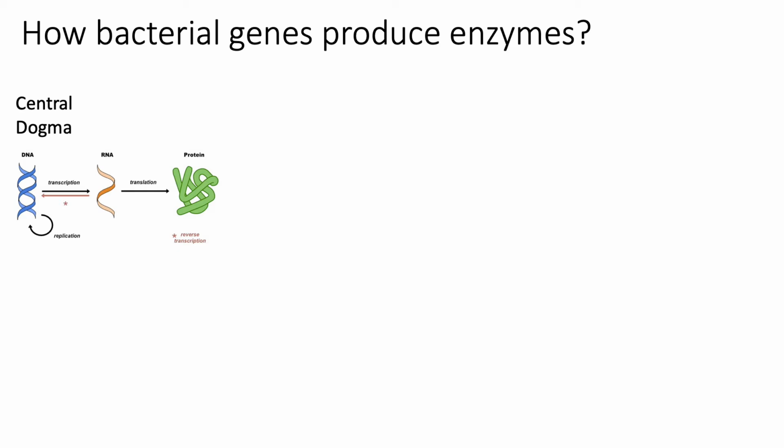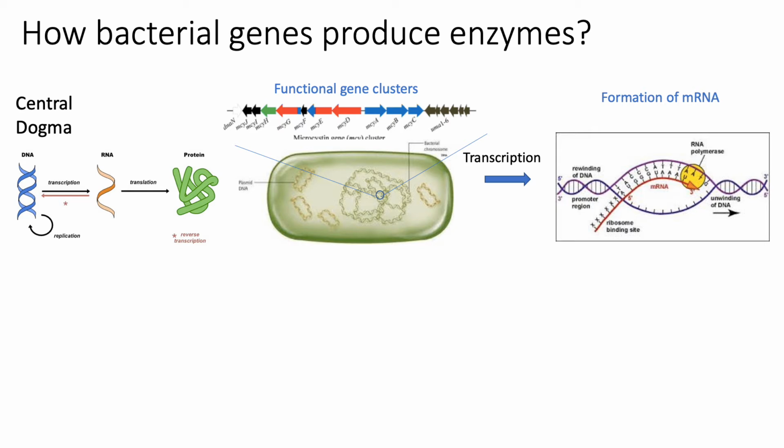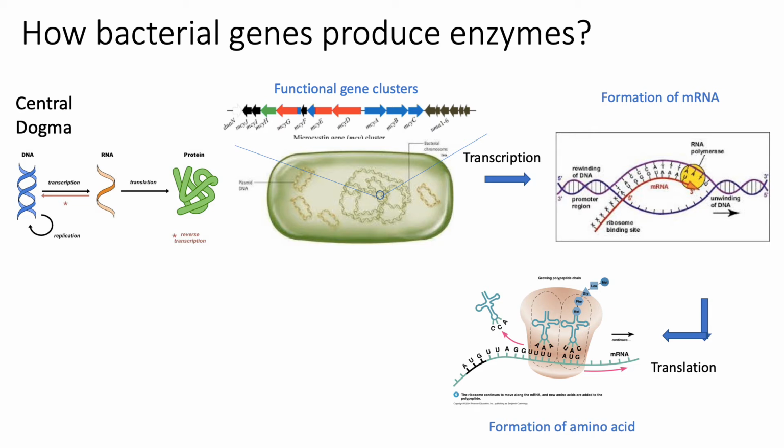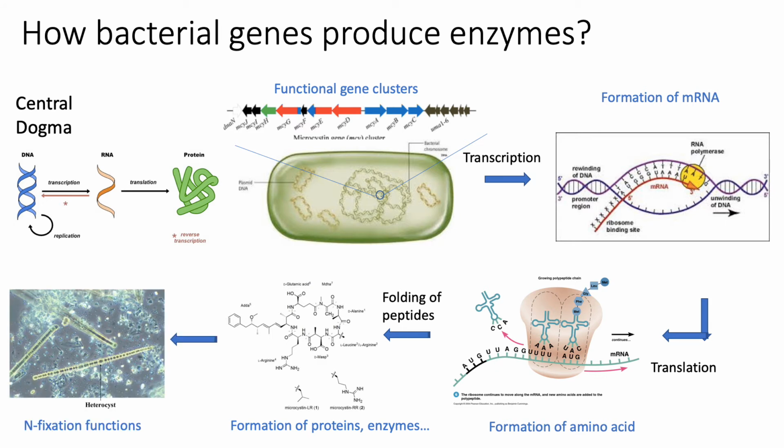Another question is how bacterial genes can finally become the protein or enzyme. This process is called the central dogma, in which DNA can replicate itself and be transcribed to RNA molecules and then translated to the protein. So imagine we have a cluster of functional genes in the cells with double strand, and the first step is that it can be transcribed to messenger RNA, which has all the information of this gene, and then with translation, this RNA can guide the formation of amino acids, and with the folding of amino acids and peptides, it can form proteins and enzymes and other functions that the bacterial cell needs.